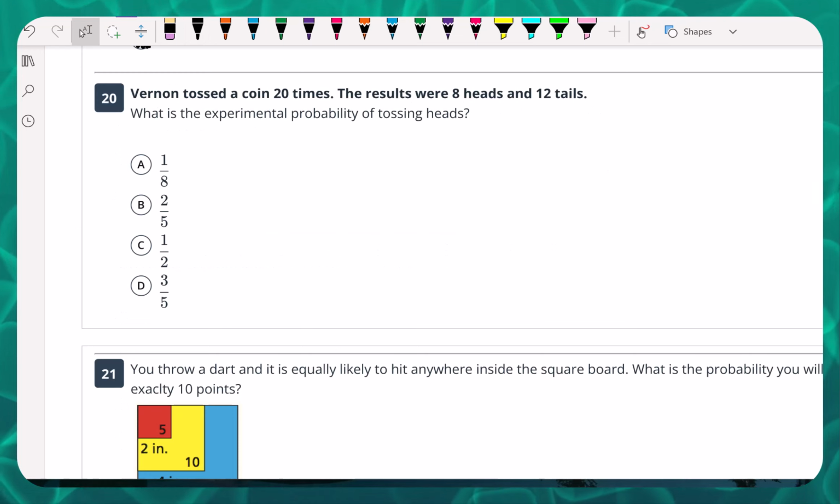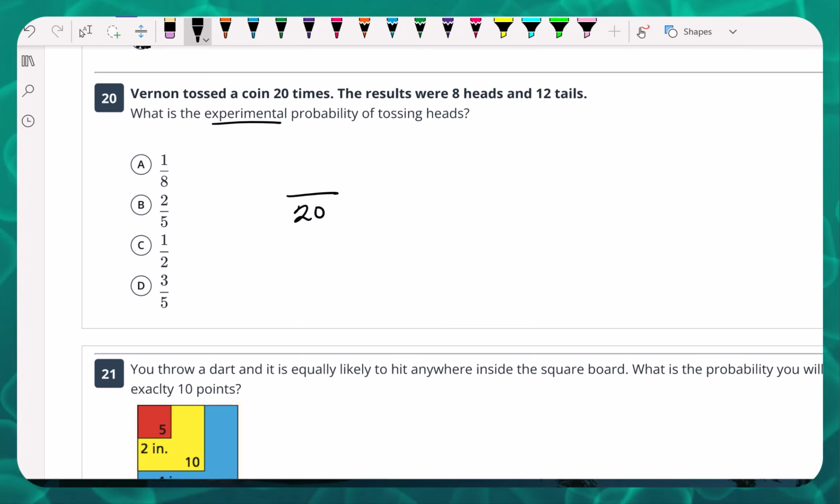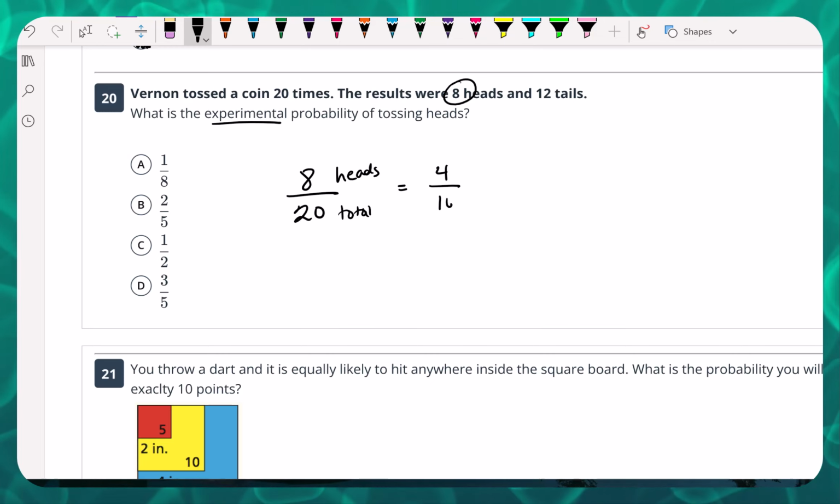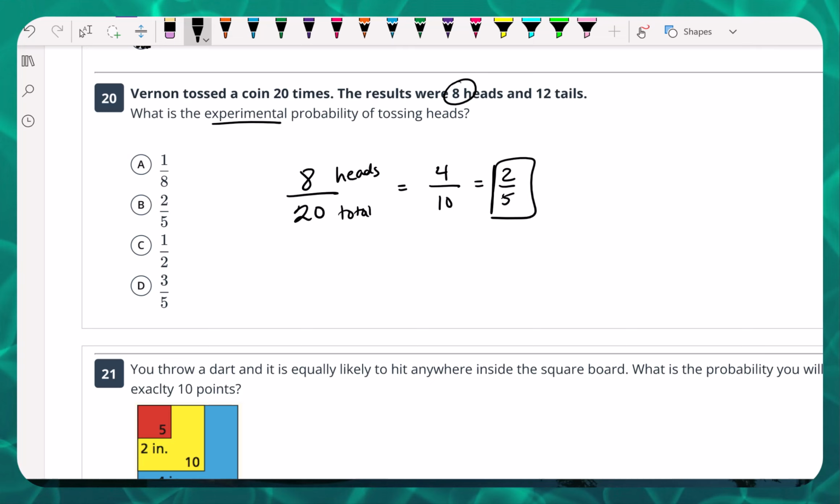Okay, this one is very specific to experimental probability. So experimental is based on an experiment. And this person over here tossed a coin 20 times. So if you're going to find the probability, it's going to be out of 20. They had how many? They had 8 that were heads. So if you're trying to figure out the probability of tossing heads, you have 8 heads and you have 20 total tosses. And you're going to just reduce that. So that's going to be 4 over 10, which is 2 over 5. You can use your calculator to do that. So you get B. Okay, last one.